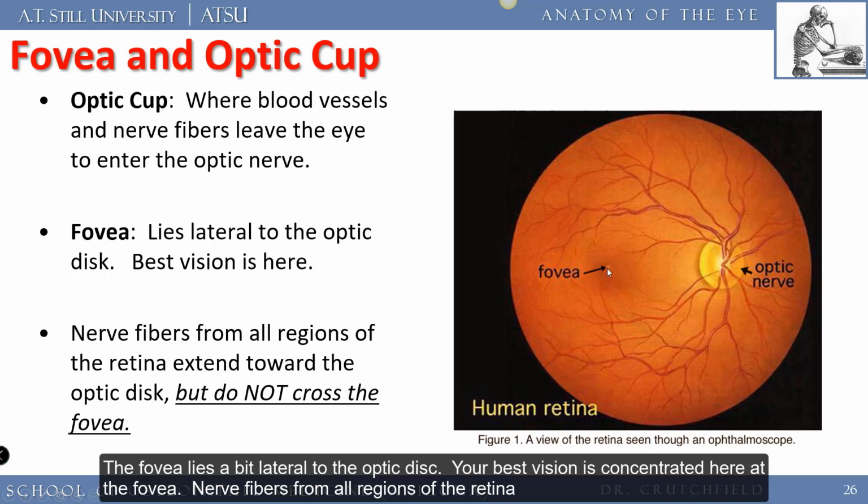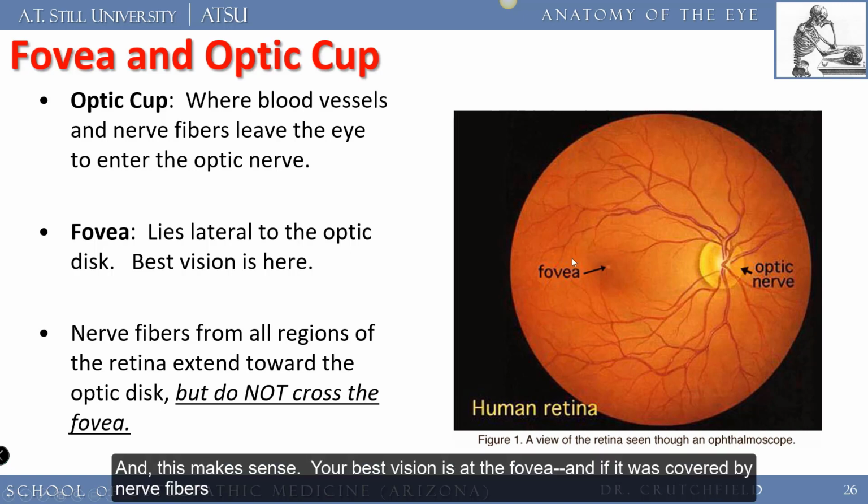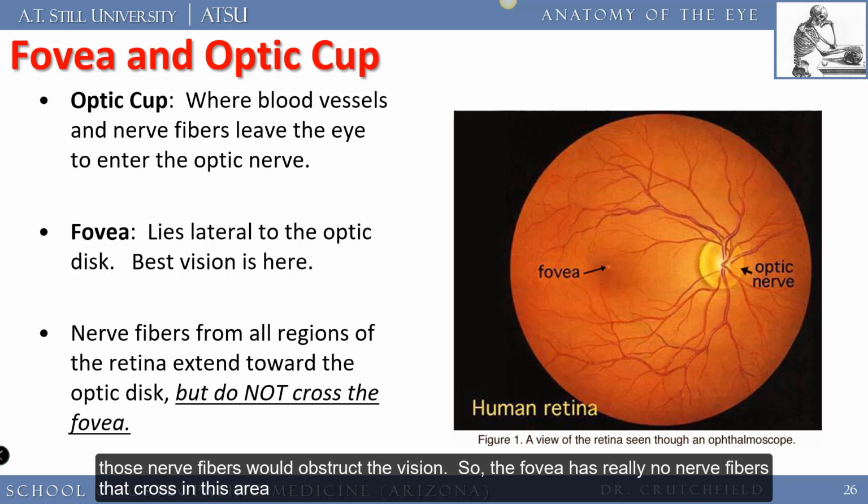Nerve fibers from all regions of the retina extend towards the optic disc but do not cross the fovea. And this makes sense. Your best vision is the fovea, and if it was covered by nerve fibers, those nerve fibers would obstruct the vision. So the fovea has really no nerve fibers that are crossing this area.